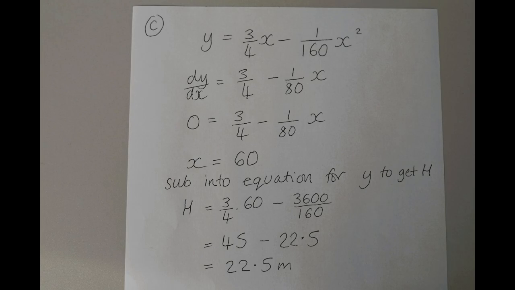Part C. One way you can find the greatest height, h, is by differentiating the equation for y found in part A, and when you find dy by dx, you can equate it to 0 and then find the x value. This x value needs to then be substituted into the equation for y to get h.